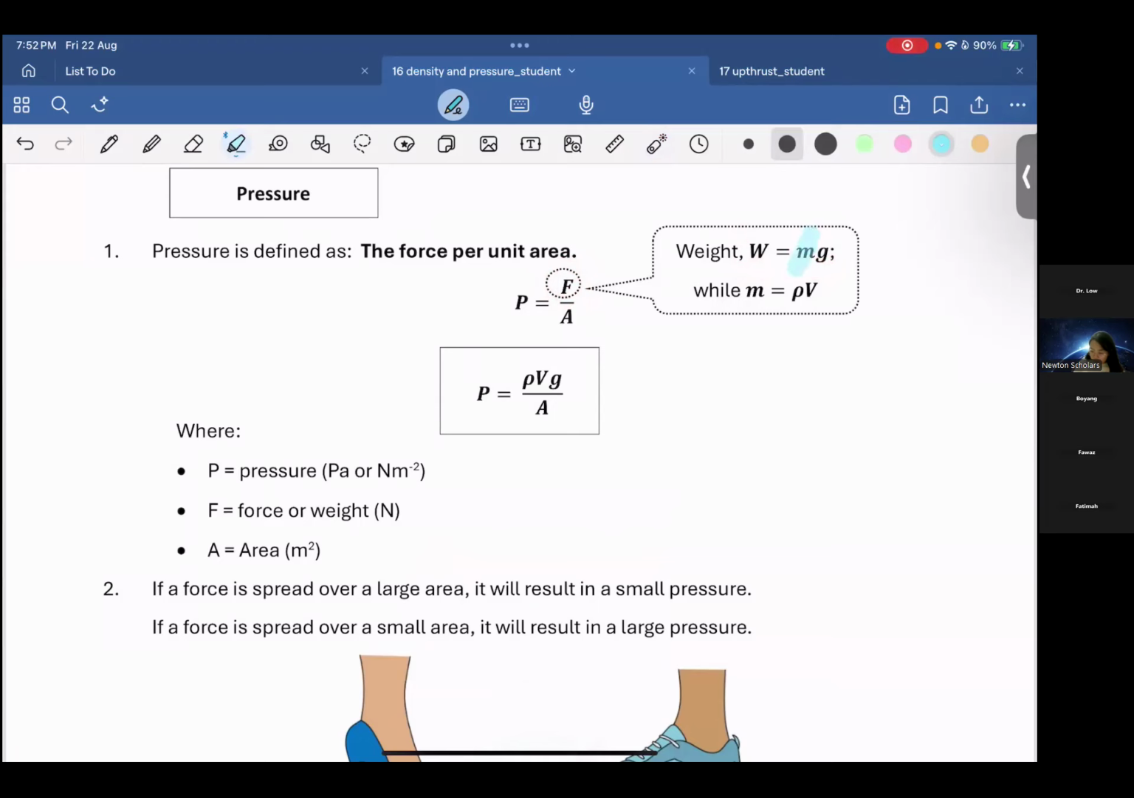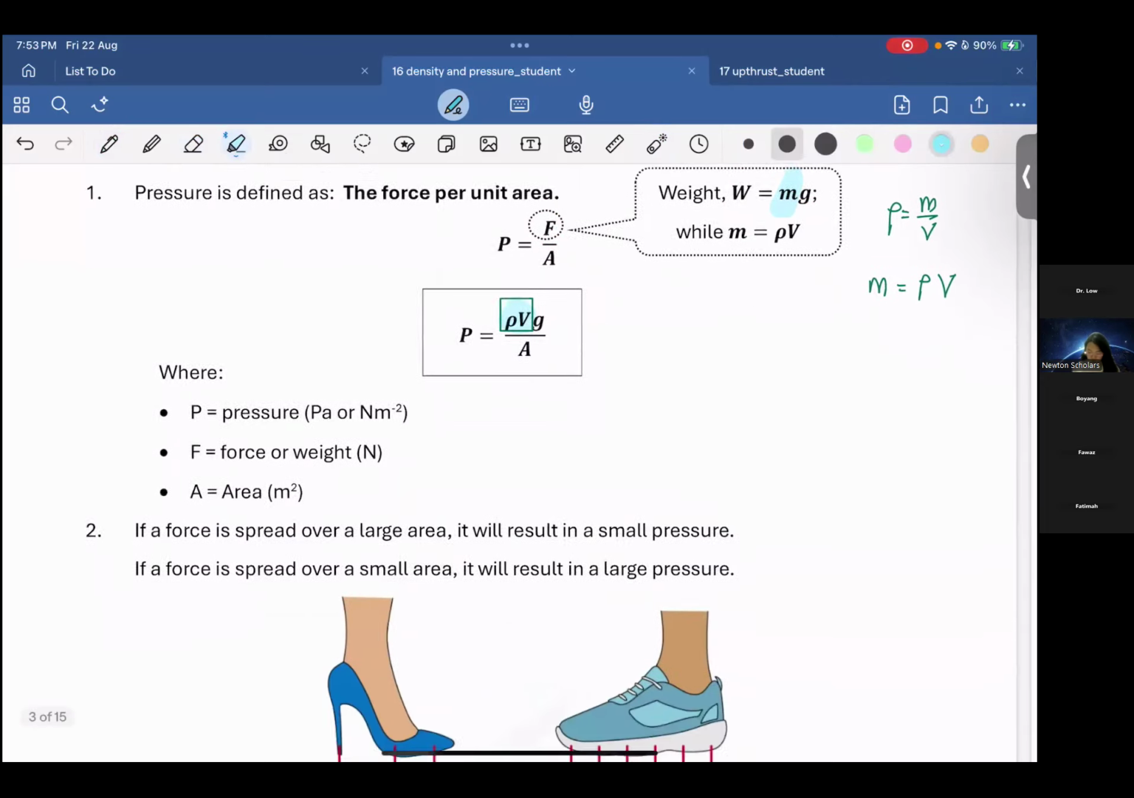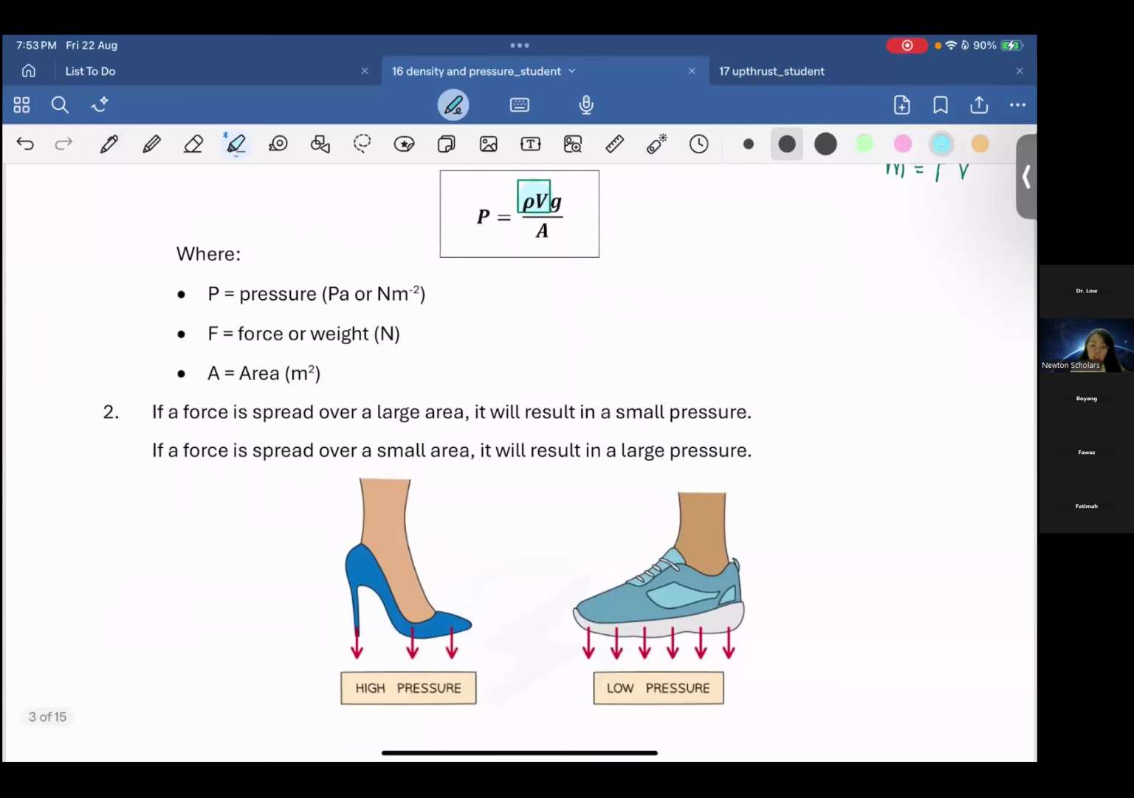The m here, we use the density part from just now. Density is mass divided by volume. So how about the mass? Mass is density times volume. So right now we are adding this part. They don't want to give you the mass directly, they want you to calculate it. So this is the part that we have to know.